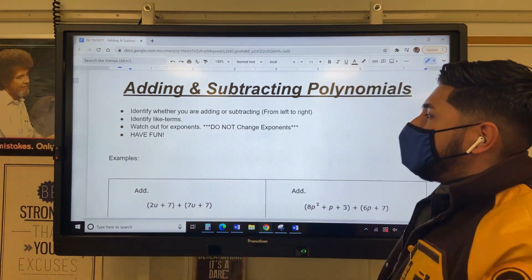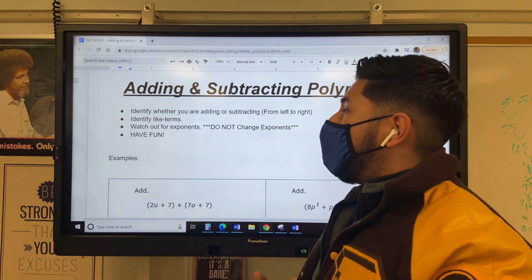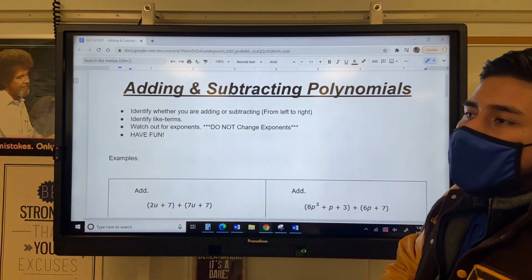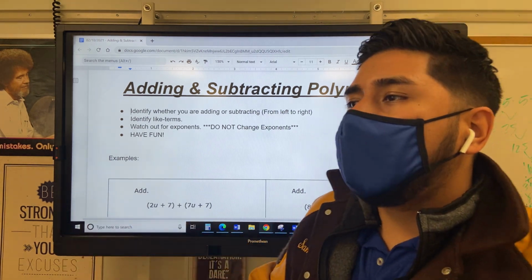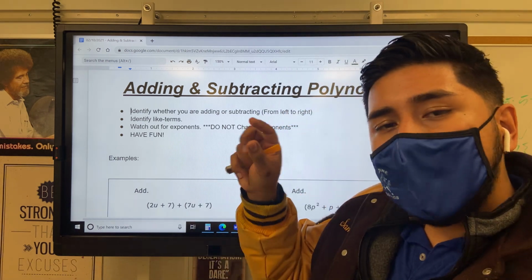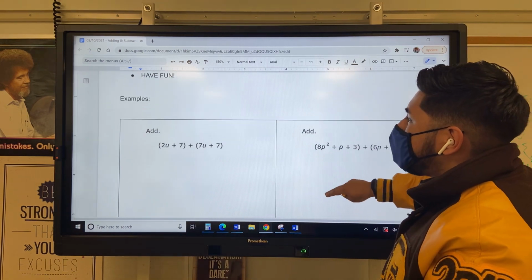After that, you got to identify like terms. Remember, we're only adding the people that are the correct partners. And then watch out for the exponents. For this topic, you're not changing anything with the exponents. I know before we were playing with the exponents. Here, we're not playing with the exponents. So don't touch those little numbers. Leave them alone. And of course, let's have some fun.